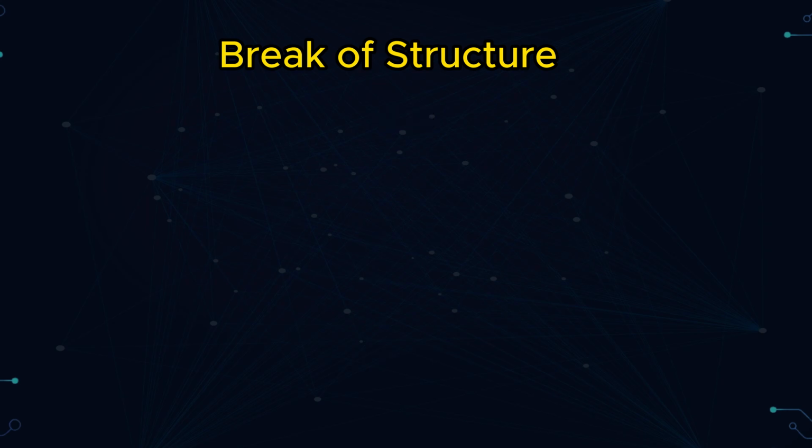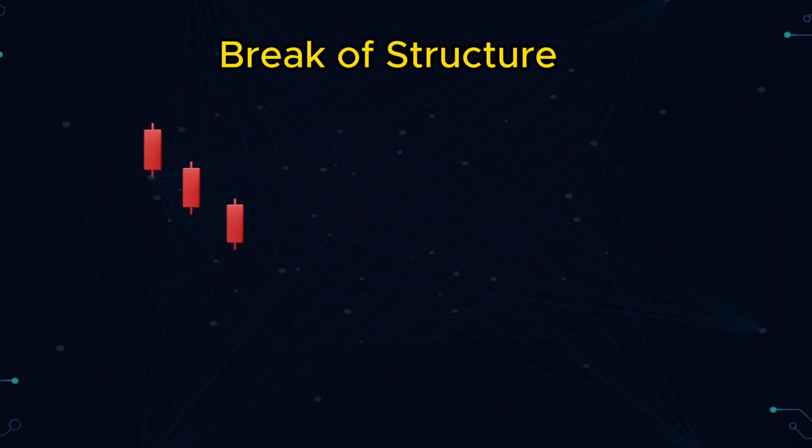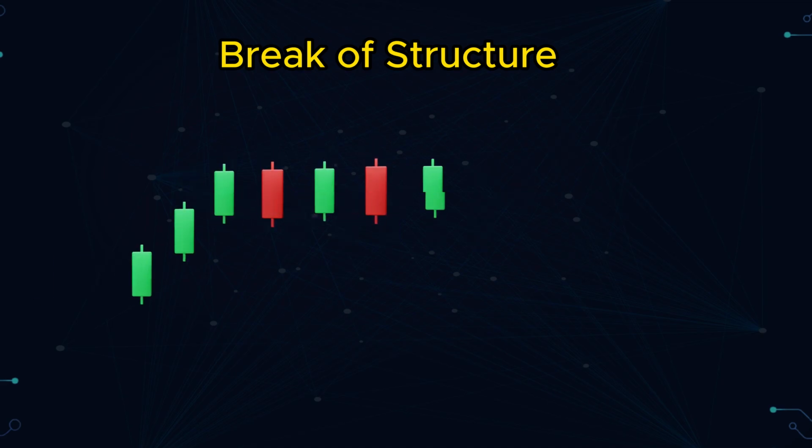A break of structure is a smart money concept. Price follows a trend, then consolidates, and then suddenly it breaks the last high or low with increased momentum, confirming a trend reversal. And this is for the bearish break of structure.